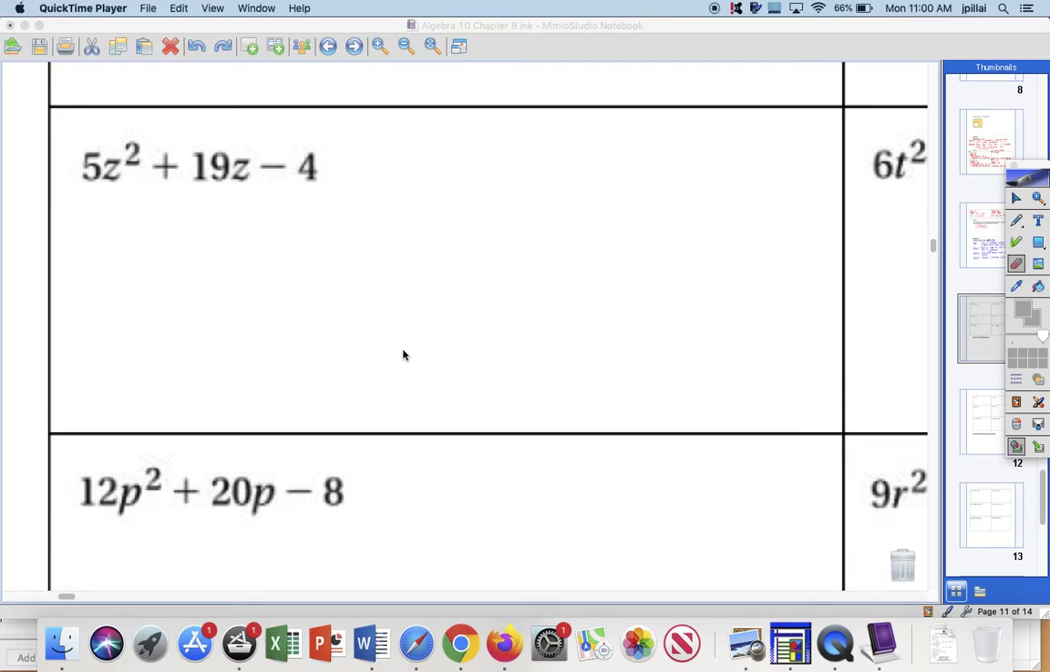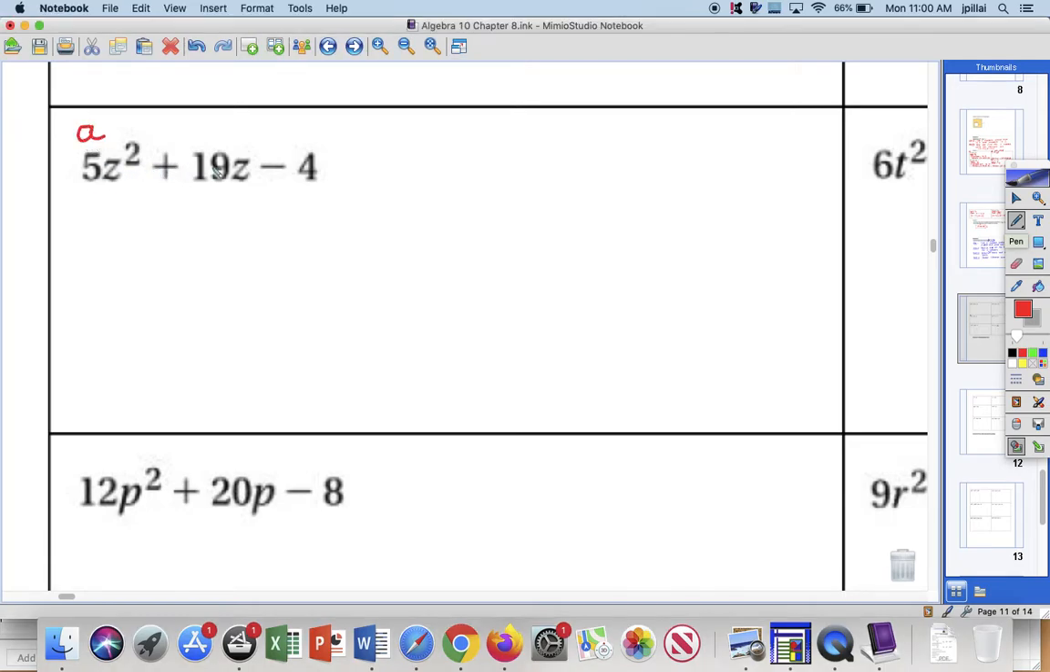Hi guys. So I'm looking at problem 3 in your notes. We looked at the first two problems and now we're continuing to solve the rest of the problems. Here you're given 5z squared plus 19z minus 4. So a is 5, b is 19, and c is negative 4. Please remember to use the sign along with that.